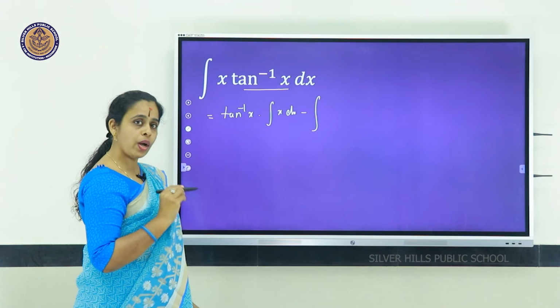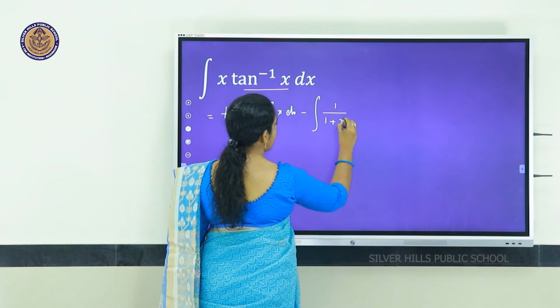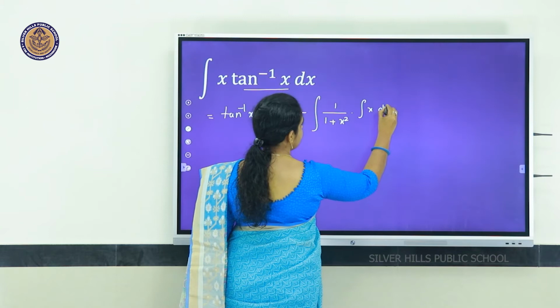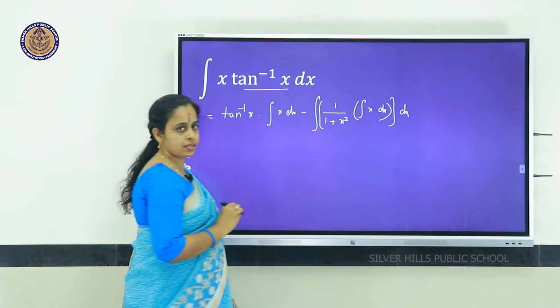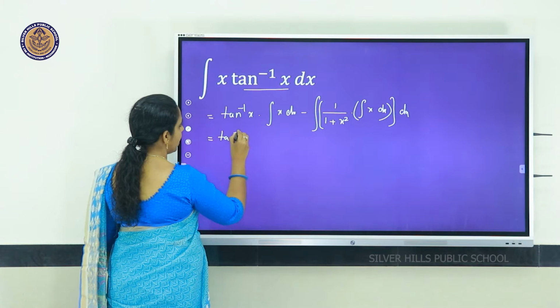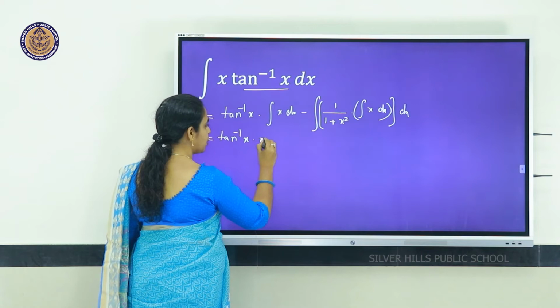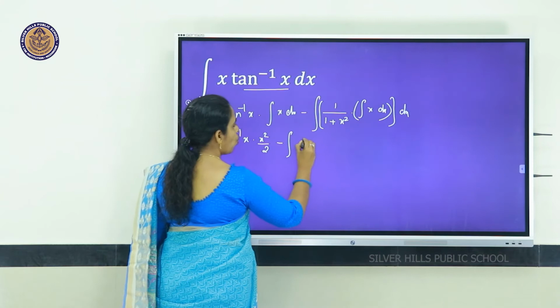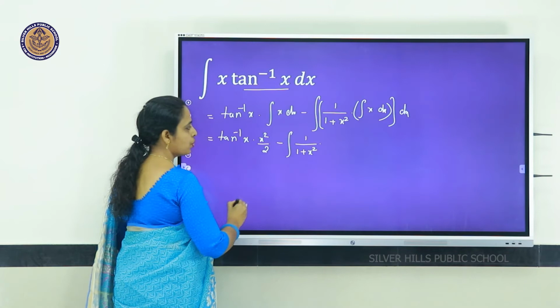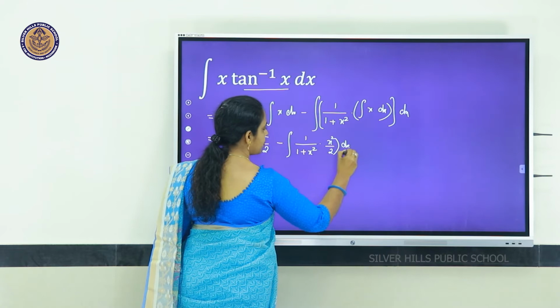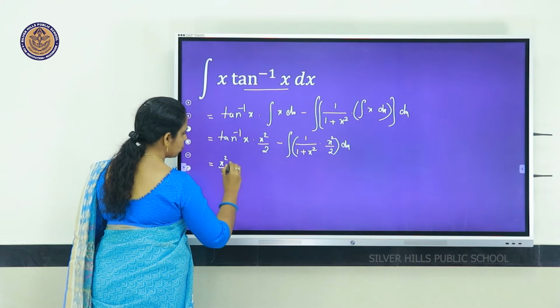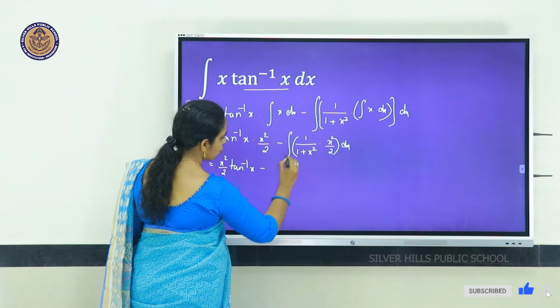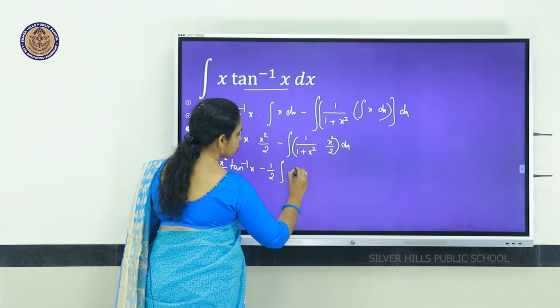1 by 1 plus x square into integral x dx, again a bracket, into dx, equal to tan inverse x into integral x, which is x square by 2, minus integral 1 by 1 plus x square into x square by 2 dx, equal to x square by 2 tan inverse x minus, this 2 can be taken outside, 1 by 2 integral x square by 1 plus x square dx.